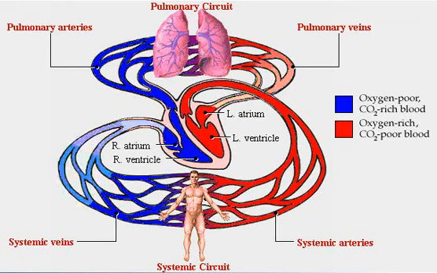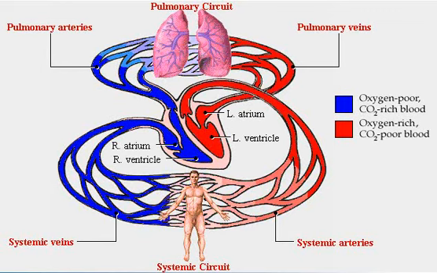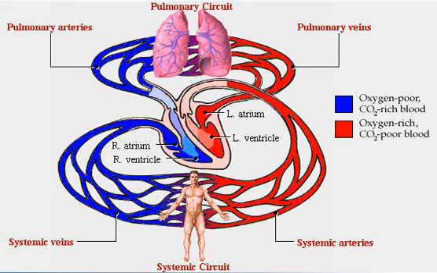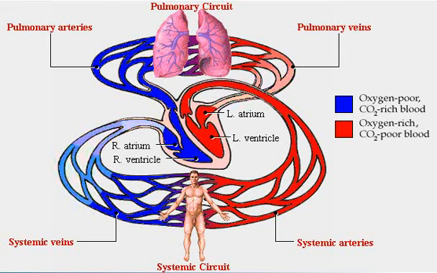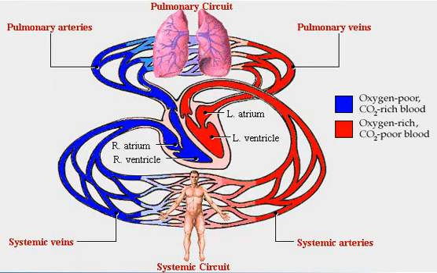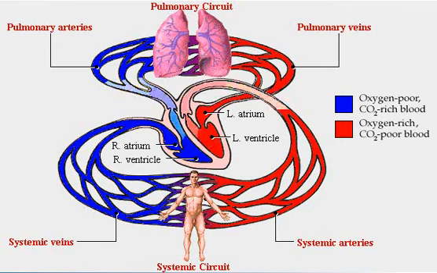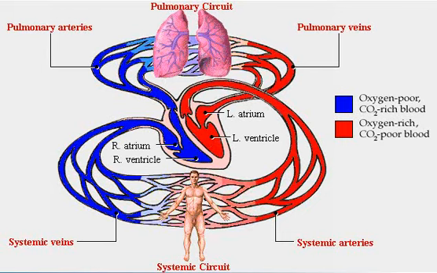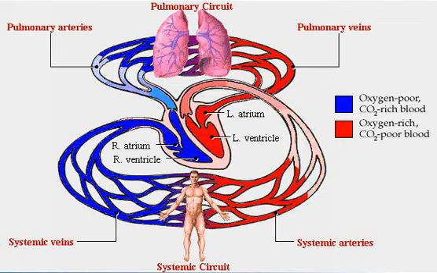This animation shows the same information that we saw on the previous page. Oxygen-poor blood is pumped from the right side of the heart to the lungs. Here it receives oxygen and travels back to the heart. This pathway is the pulmonary circuit, so called because of the lungs.